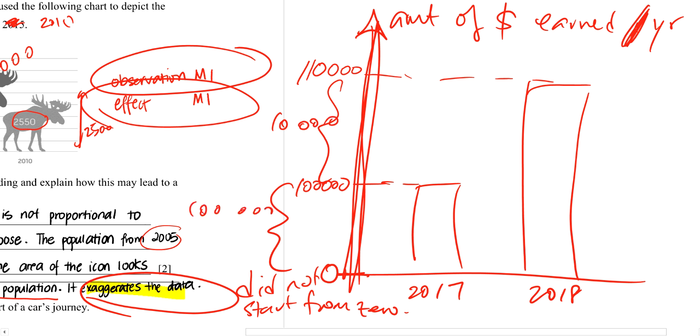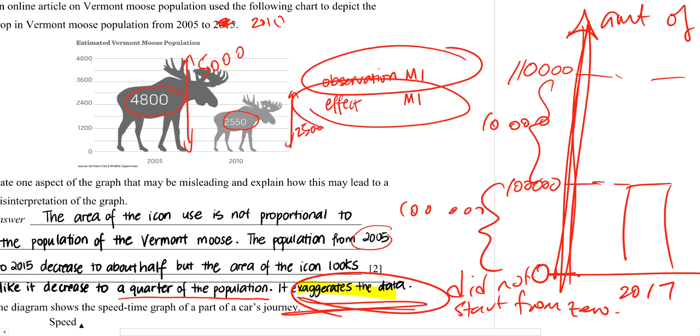Understand? The way to phrase it. And then you must have one last statement. What is it? Highlighted over here. It exaggerates the data. Learn how to spell the word. Okay? So usually misleading graphs, they try to exaggerate the data to make you think something, to lead you to a conclusion that is not correct.